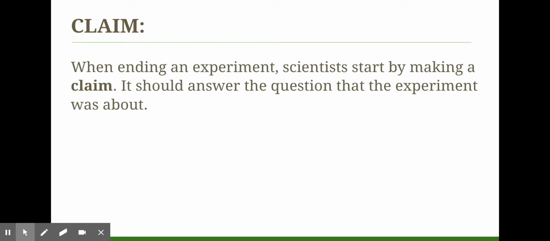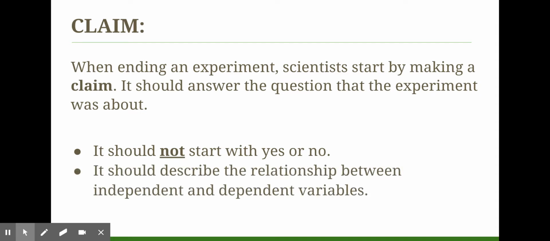When we end an experiment, scientists want to make a claim. So, like, what were we trying to find out in the experiment? We want to say what we found. So, it should answer the question that the experiment was about. Don't answer it with a yes or a no. So, you want to say what the actual claim is. It should describe the relationship between the independent and dependent variables.